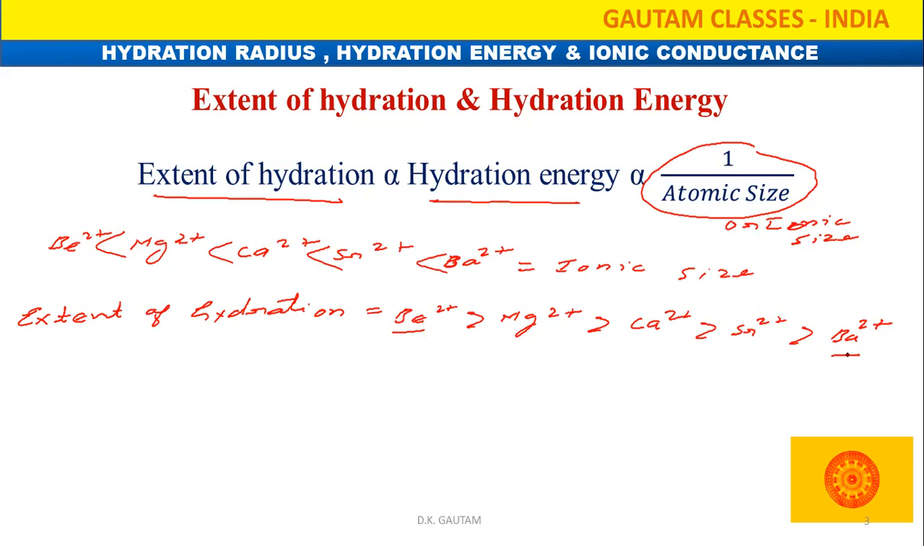So barium has the lowest extent of hydration, and if the question is asking about the hydration energy order, it will be the same. The one that hydrates more will liberate more energy. Hydration is an exothermic reaction.